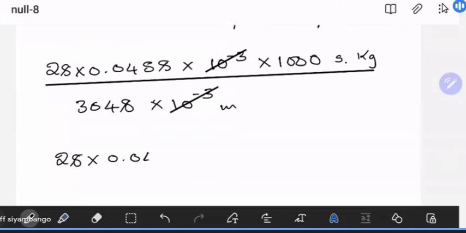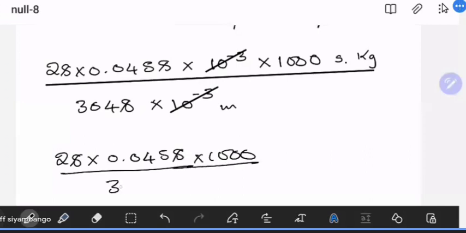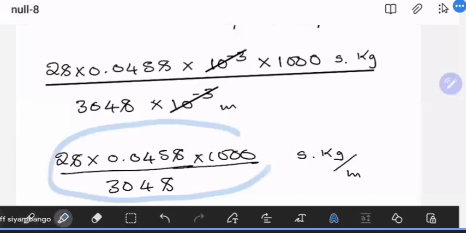Don't forget the instruction. So this part can be evaluated. Of course, you also have the 1,000 here. And then the units would be second kg per meter. So this will be the final solution. Of course, you have to evaluate this and express it to three significant figures. Okay, so I think this is how you approach this question. Do we have any questions before we conclude?